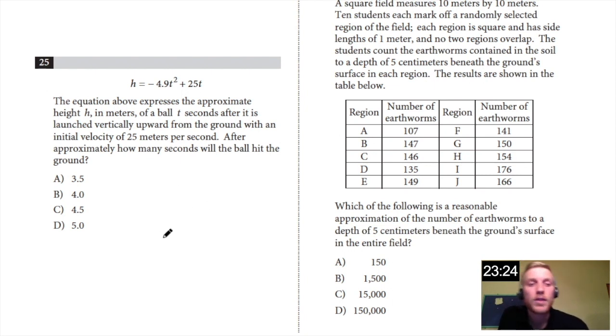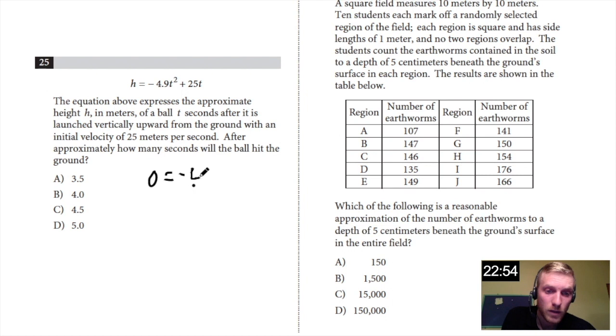So 25. The equation above expresses the approximate height h in meters of a ball t seconds after it is launched vertically from the ground, 25 meters per second. After approximately how many seconds will the ball hit the ground? So if at 0 seconds we substitute 0 in, that is going to be one solution, but we want to know after how many seconds, so it must be positive. So when our height is 0, that means it's hit the ground.